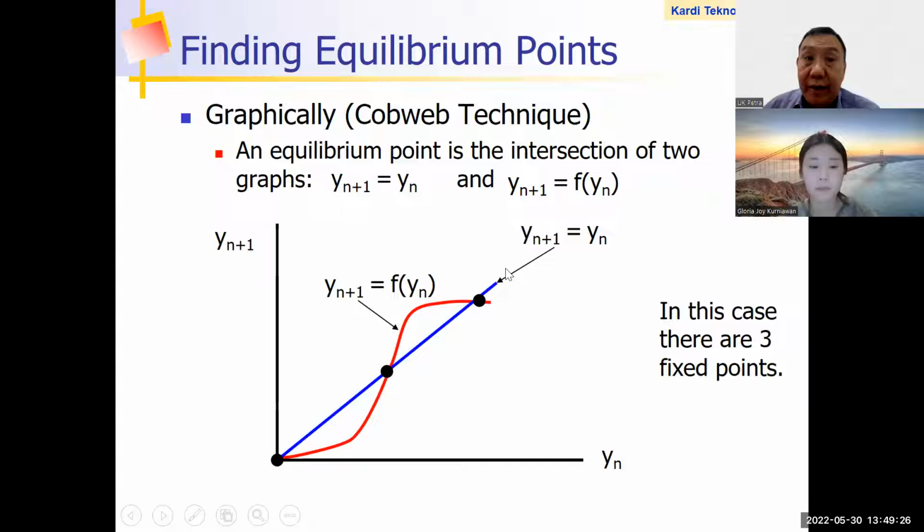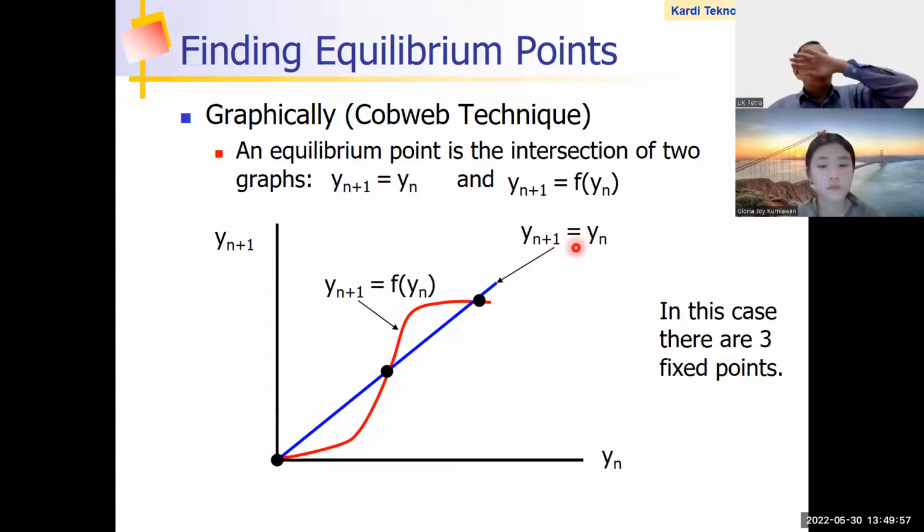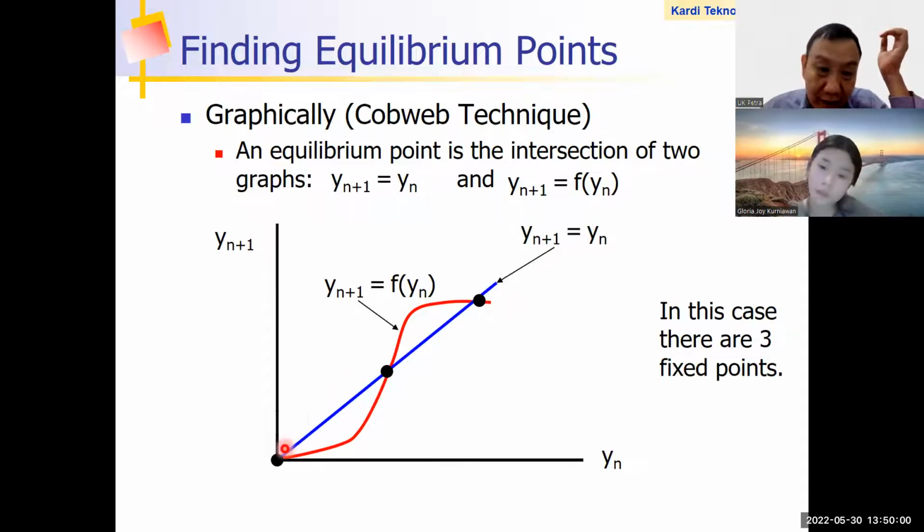there is another way to find equilibrium points. This is called the cobweb technique. The equilibrium point is the intersection of two graphs, with just a straight line. What is that straight line? If this is yn and this is yn plus 1, that straight line means yn plus 1 equal to yn. That means everything on this blue line must be an equilibrium point.